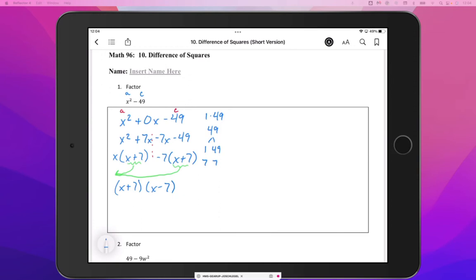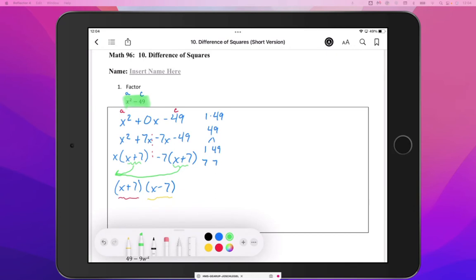Now the important thing to see here is that we ended up with 2 things that look almost identical, the red one and the yellow one. Except the only difference is that one has a plus sign in the middle and the other one has a negative sign in the middle. And so this whole difference of squares thing is referencing this idea that if we have something like this that we started with, we see that x squared is a perfect square. We see 49 is also a perfect square, and they are separated by a minus sign. That's where the word difference comes from. So we have a difference of 2 perfect squares.